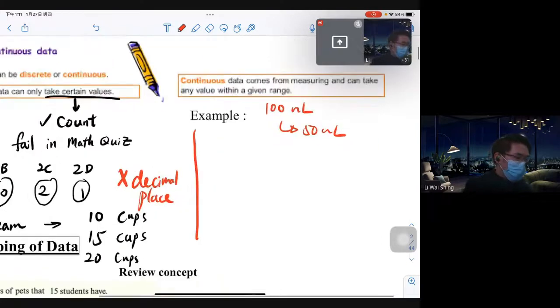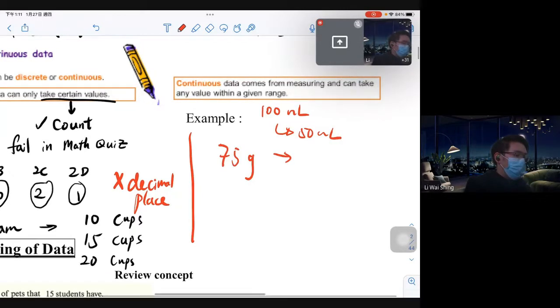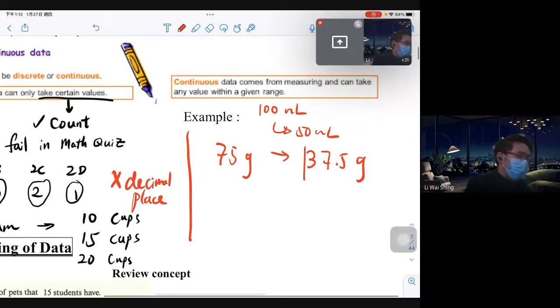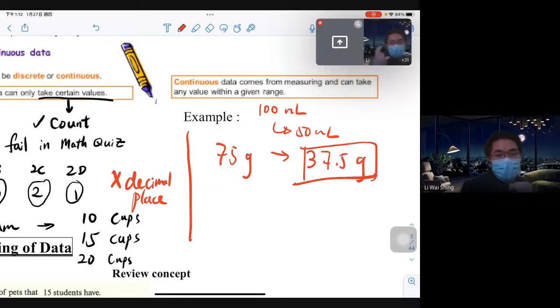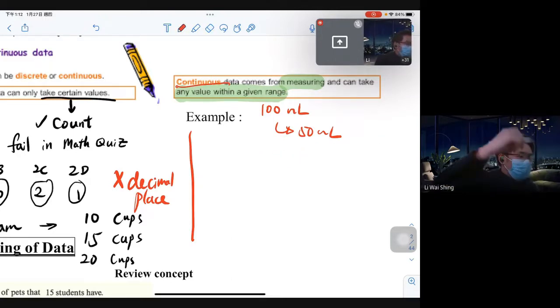For example, I eat 75 grams of ice cream. I eat half of it, then it is 37.5 grams. So I can have decimal place. Yes, that's why we need to have continuous data. Continuous data is something related to measuring. Okay, you can't count it, but you measure it and the data lies in a range. For example, just like what Daniel said, yes, I can eat half cup.